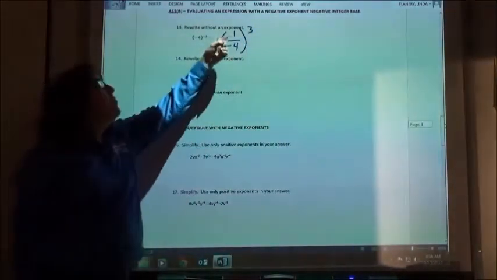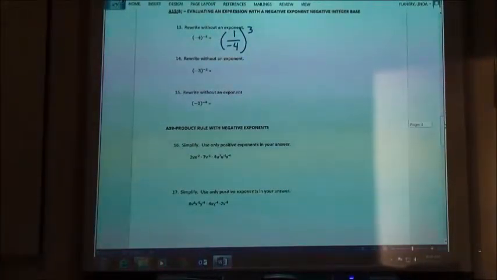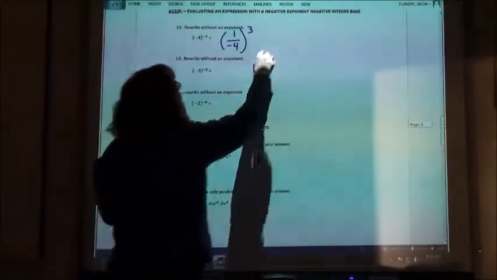Now in ALEKS, they don't put the parentheses around the 1 because the 1 to any power is always 1, but I like to follow the same process every time, so I just do the whole thing with parentheses around it. But then I have to cube it.